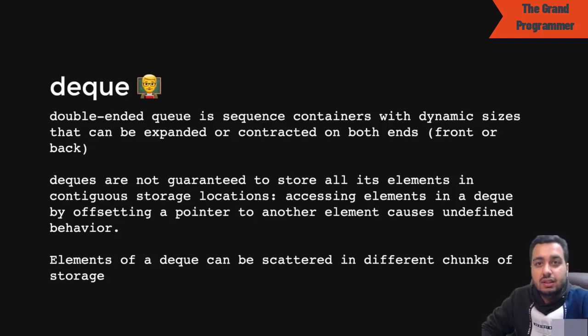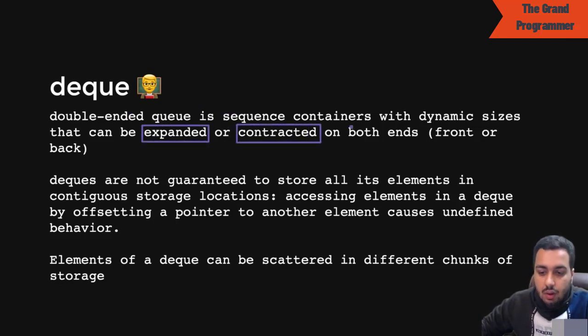Hi everyone, in this lecture we will talk about the doubly ended queue, which is also known as Deque. Deque is a very simple container. It is a sequence container with dynamic size that can expand and contract on both ends. This is a very special property that you should remember about Deque. As the name suggests, it's a doubly ended queue, so it can expand and contract on both sides.